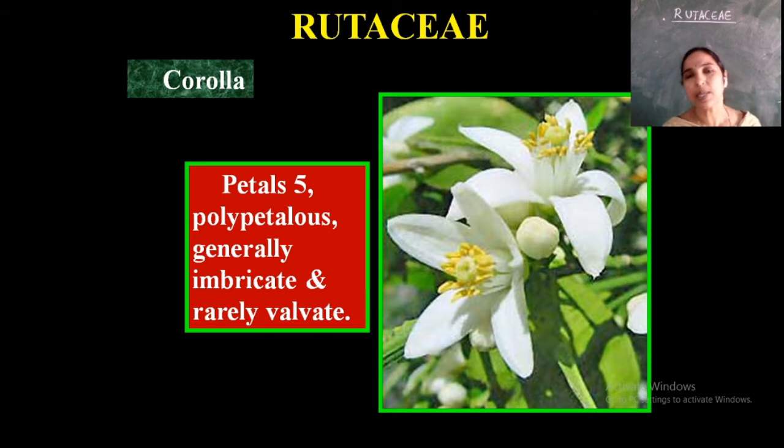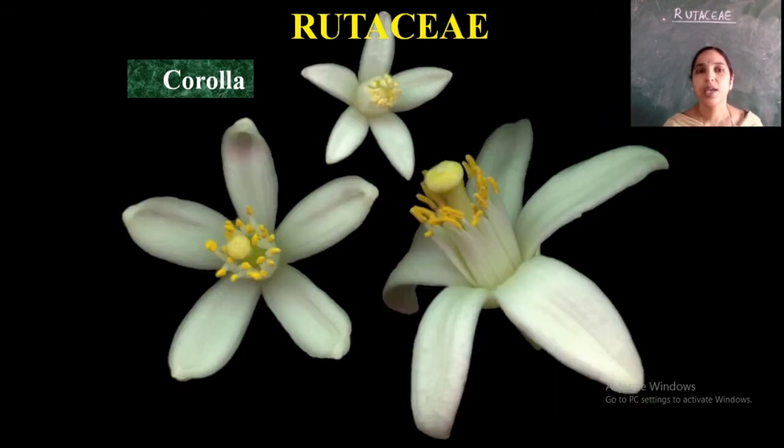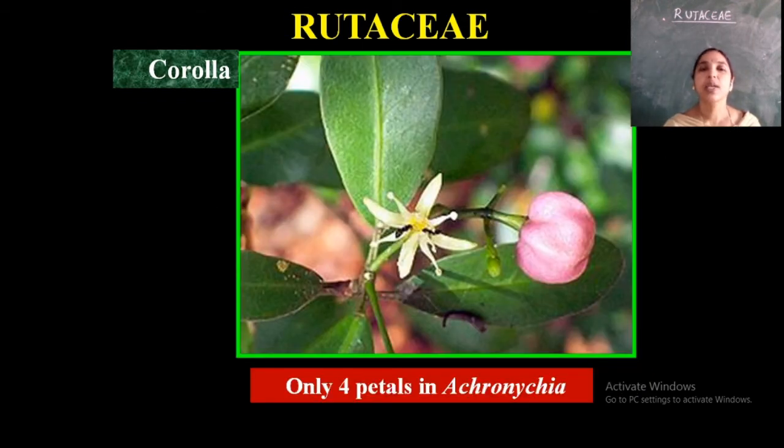Corolla imbricate, sepals valvate. Then this is a corolla. When you look upon the flowers of lemon, Murraya, everything. Murraya is curry leaf, you can see white flowers. Okay. And this is a corolla of 4 petals occurring in Acronychia, that is an exceptional case, 4 petals.